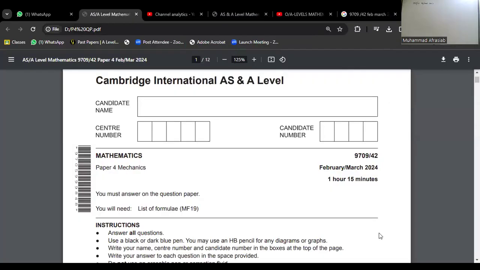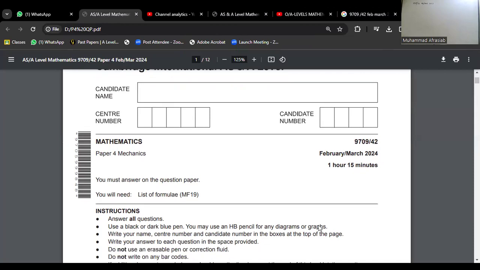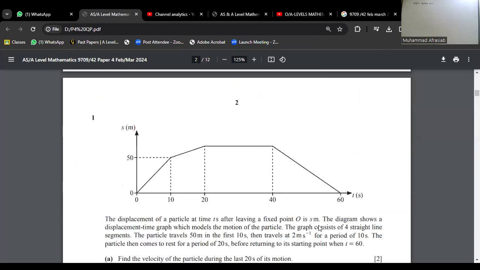We are now starting paper 4 of mechanics. It is February March 2024, 9709/42. Timings for this paper is 1 hour 15 minutes and the total marks of this paper is 50. We will start questions one by one.